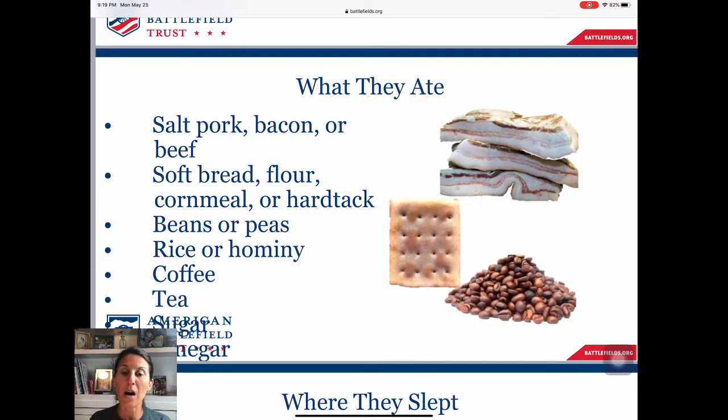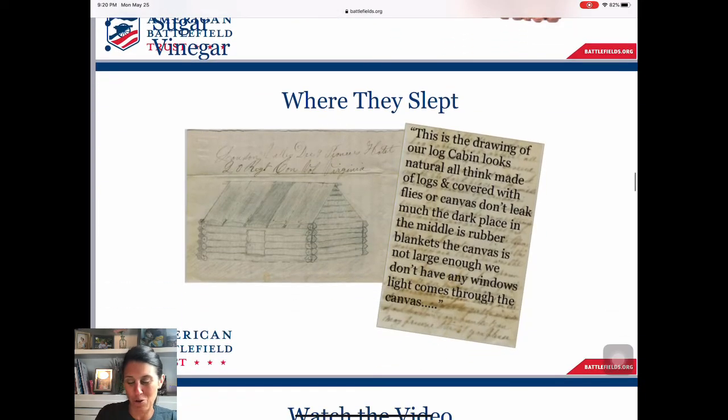The North did have coffee. The South could not get coffee because eventually the other countries stopped importing and exporting or being trade partners with the South. So the South started not having supplies such as coffee, so the men would trade.